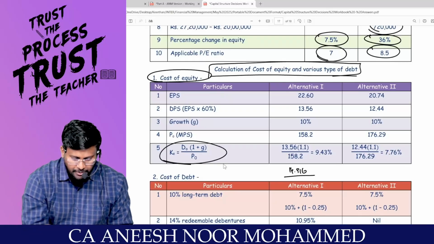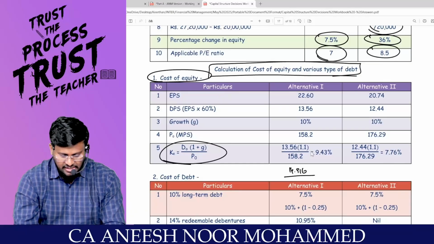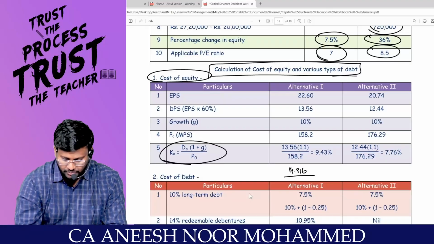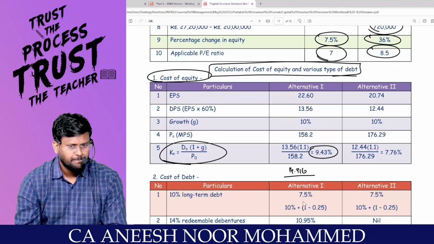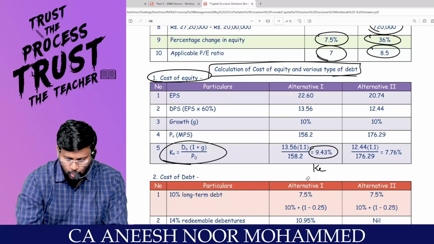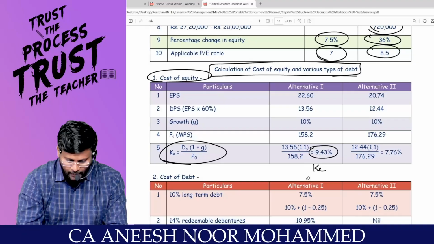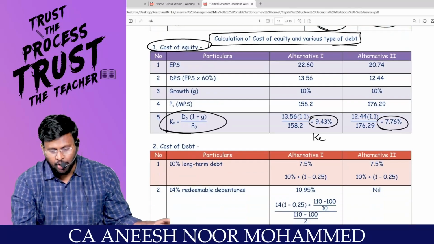So they said DPS 1 divided by MPS 0. So 13.56 into 110% comes to 14.916, divided by 158.2 comes to 9.43%. That is the KE under option number 1. Option number 2: 12.44 into 110% divided by 176.29 into 100 comes to 7.76, which is the KE under option number 2.